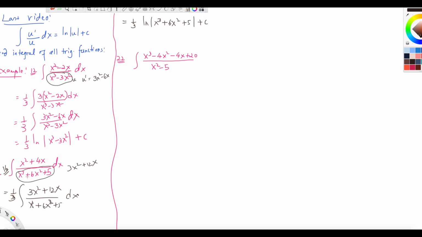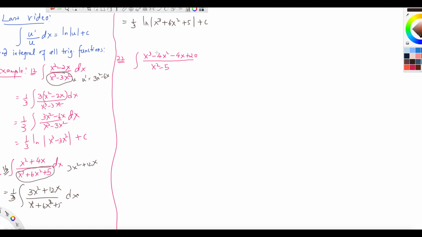So again, when you find the derivative, the exponent will go down by 1, right? So that's why it makes sense to think that the derivative of the denominator may be the numerator. But on 22, the numerator has a bigger degree than the denominator because it has 3 and the denominator has 2. So in this case, we may have to do something more before we apply these techniques that we used, right?